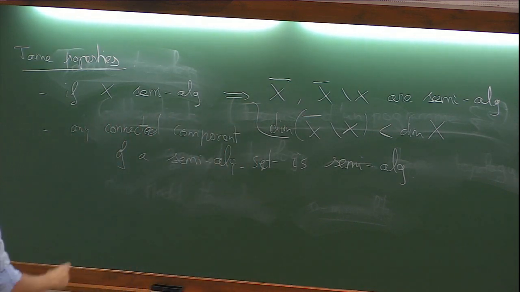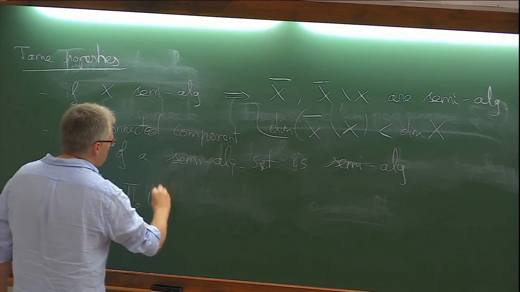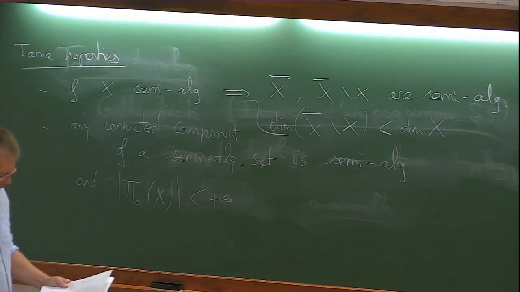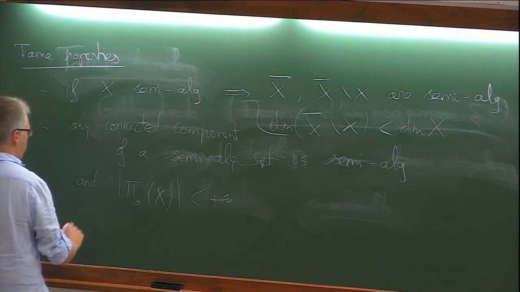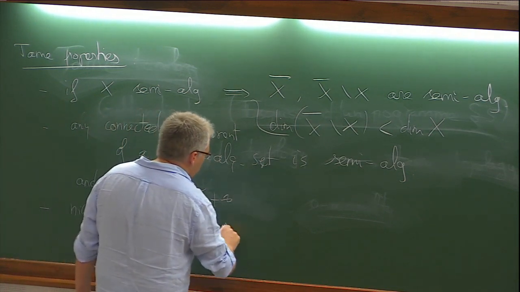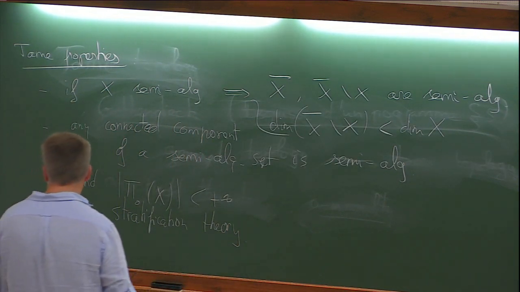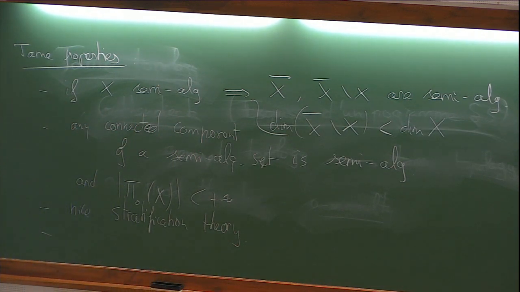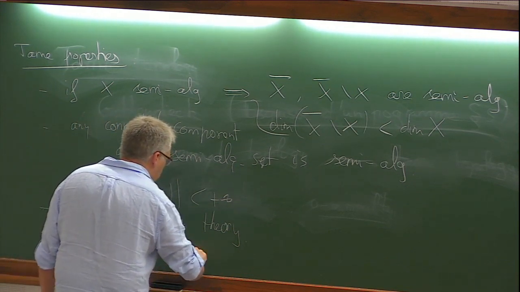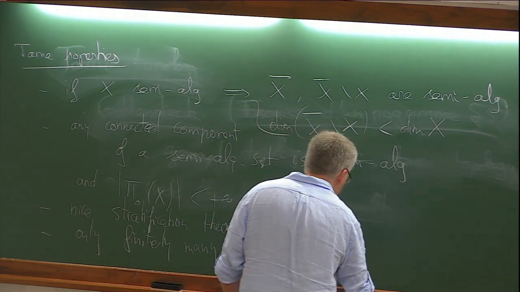Okay, so any connected component of a semi-algebraic set is semi-algebraic, and the number of connected components of a semi-algebraic set is finite. Another feature is that it has nice stratification theory. In other words, if I give you a semi-algebraic set, then I can stratify it by semi-algebraic subsets, which are also manifolds. And another property which is crucial if you want to study families is that you have only finitely many topological types in semi-algebraic families.